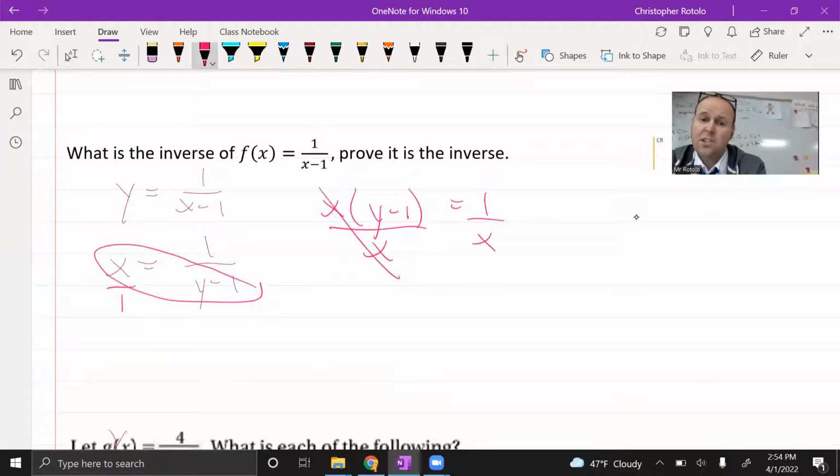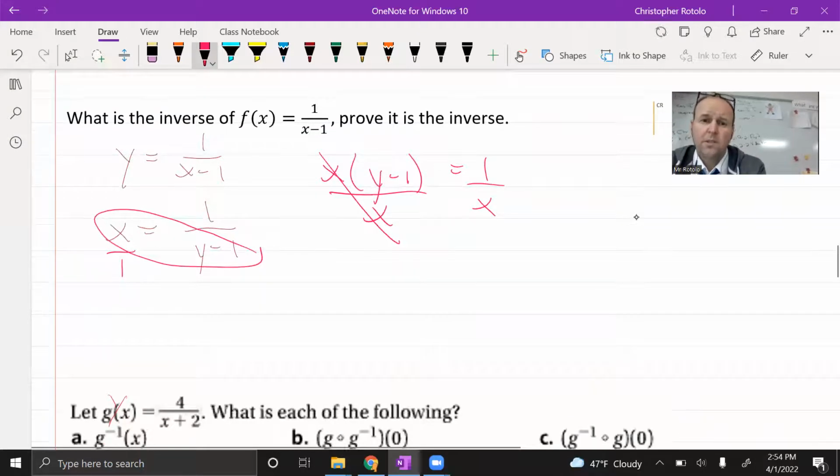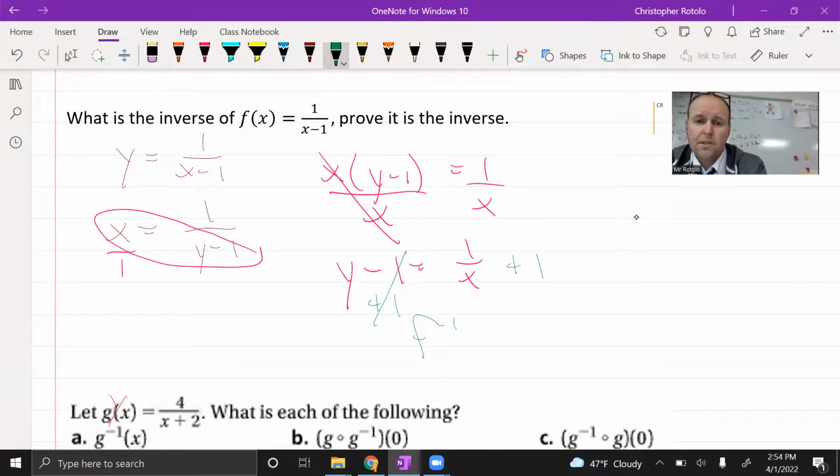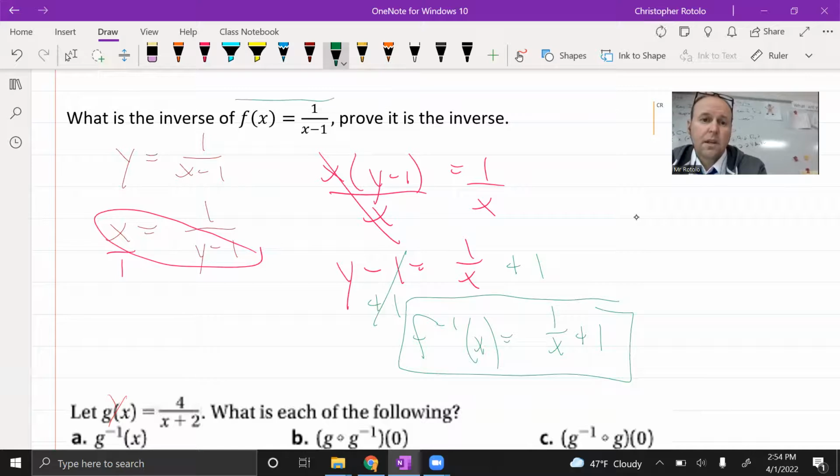That might change sometimes, so don't feel like there's just one way to do it. And if you distribute it already, that's okay. y minus 1 equals 1 over x. I'm trying to get this y by itself, so I'm just going to add 1 to this and add 1. So there we go. My inverse, notice I'm going back to my new inverse notation, 1 over x plus 1 is supposed to be the inverse of f of x, 1 over x minus 1.